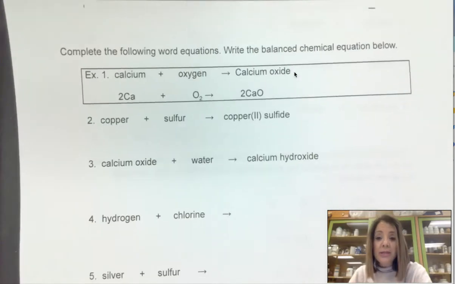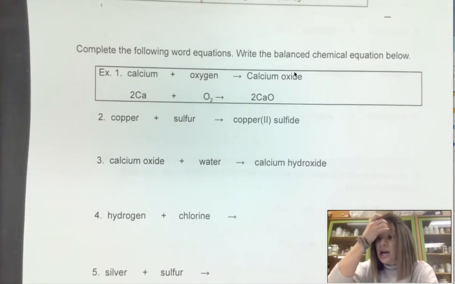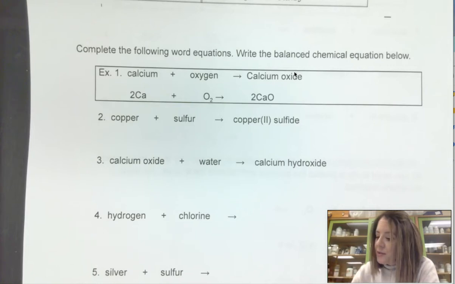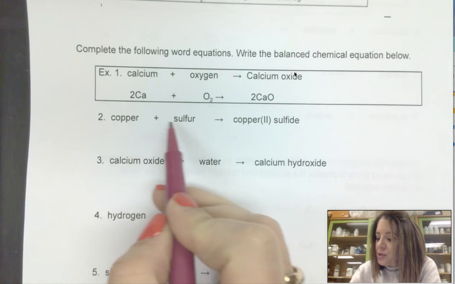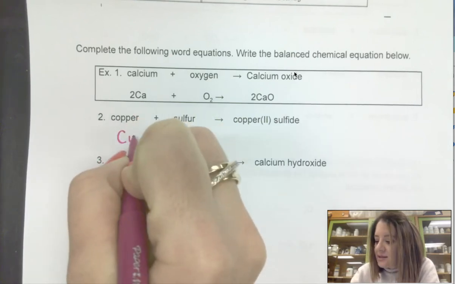Then what I'm going to ask you to do is to complete the rest of the chart or the sheet and check your answers with the answer sheet provided. So let's take a look. Here we have copper plus sulfur. So here I'm going to write down Cu and S.